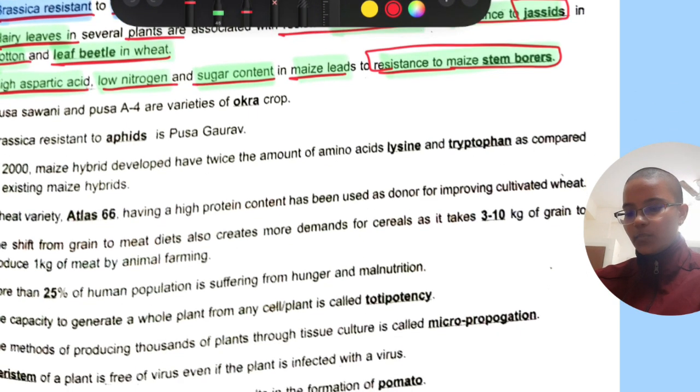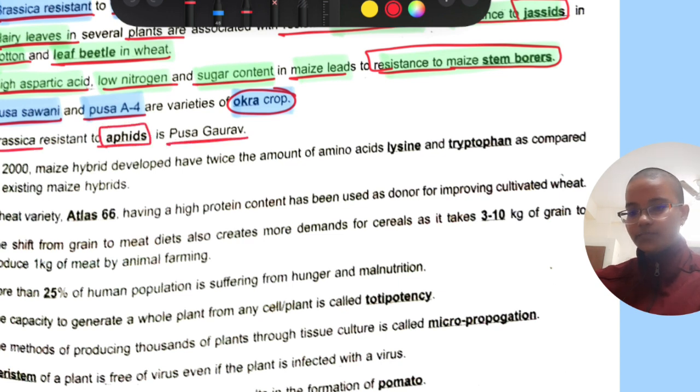Pusa Sawani and Pusa A-4 are varieties of okra, bhindi, crop. Brassica resistance to aphids is Pusa Gaurav.